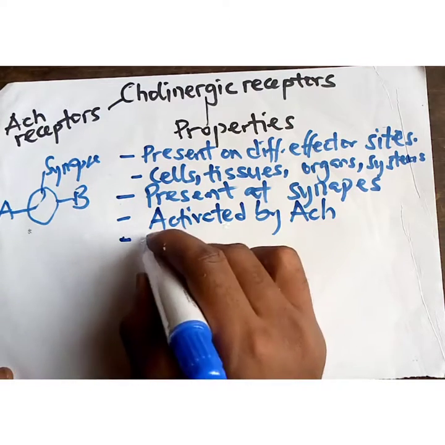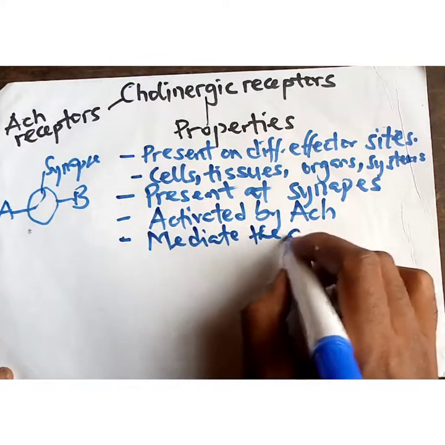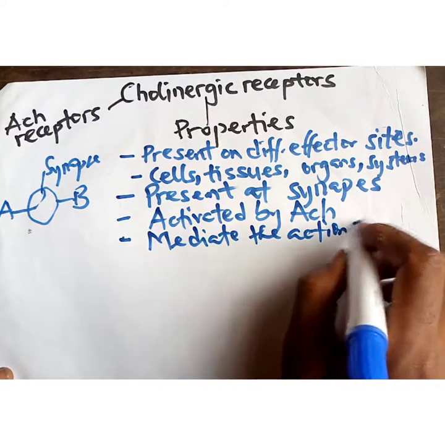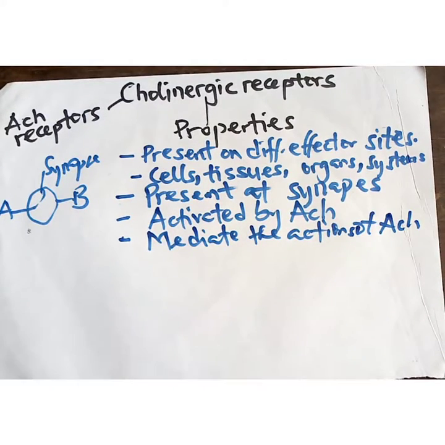That's another property, and they help mediate the actions of acetylcholine. So, for example, in the gastrointestinal tract, the release of acetylcholine causes increased gastrointestinal motility and increased gastrointestinal contractions, and acts on glands too. This is because there are receptors present on the GI wall that acetylcholine binds to. So there are different properties of cholinergic receptors.